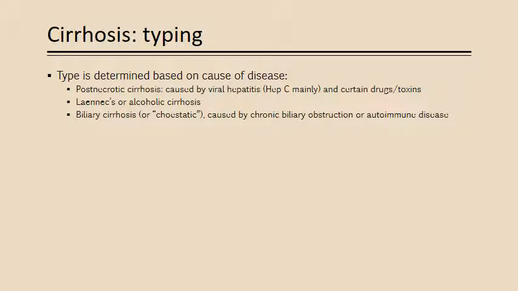The type of cirrhosis is based on the cause of the disease. So post-necrotic cirrhosis is caused by viral hepatitis, mainly the hep C, and certain drugs and toxins. Laennec's is also called alcoholic cirrhosis. Biliary cirrhosis is also called cholestatic, and it's caused by chronic biliary obstruction or autoimmune disease. So there's many causes, and not all of them are alcohol related.